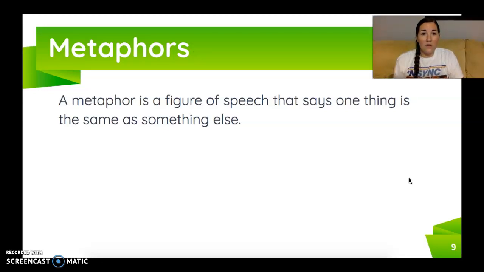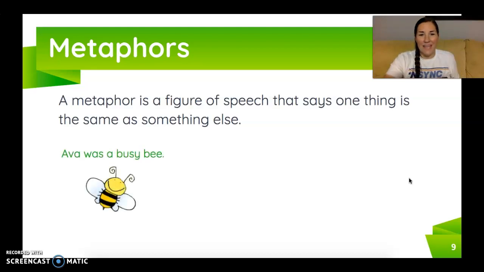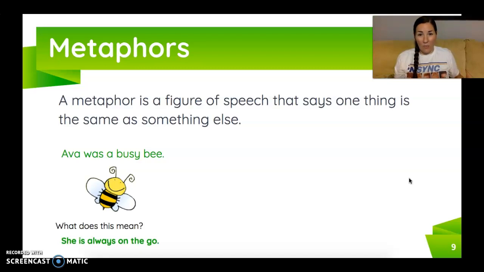We have one more. So metaphors is a figure of speech that says one thing is the same as something else. So an example of this would be like Ava was a busy bee. So it doesn't mean that Ava was actually a bee. I just know that that means that she is always on the go. Bees are constantly moving and doing something and really busy, so she's also really busy.